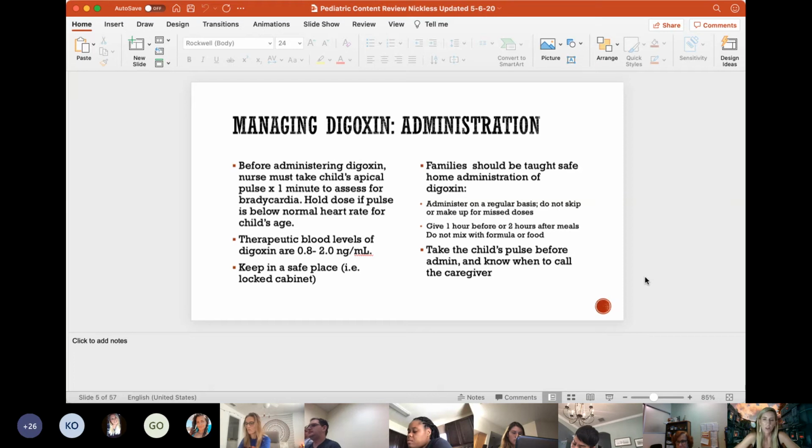And remember, they're not going to skip or make up for missed doses. So if they miss that dose and it's been too long, then we're just going to wait and give it the next time, okay? So also we know we're going to give it an hour before meals or 2 hours after, so we want it on an empty stomach. And we want to make sure we're not mixing it with formula. Why would we not mix it with formula?